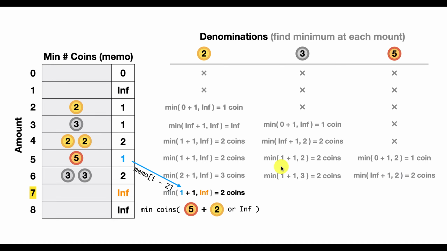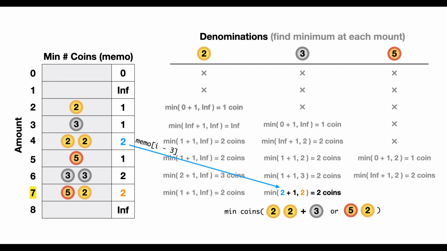Then we reach 7. 7 minus the 2 denomination is 5. It took 1 coin to get to 5, so 1 plus 1 additional coin, which is the 2 denomination. The minimum of 2 and infinity is 2, so we store 2 as the answer to this subproblem. Then we subtract 3 from 7. This gets us the amount 4. It took 2 coins to reach 4. 2 plus 1 additional coin is 3. The previous answer we found of 2 is smaller, so it doesn't change.